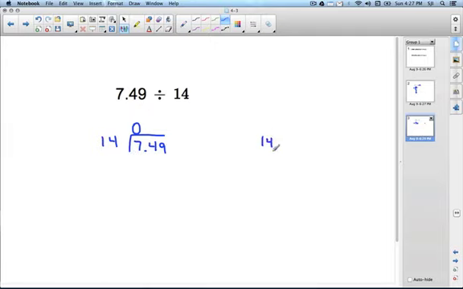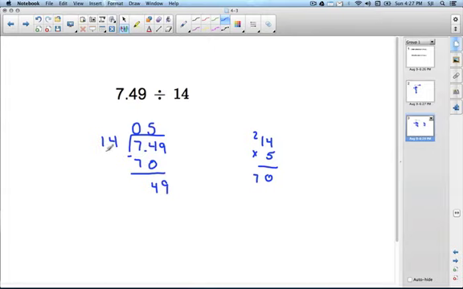So I'm going to go 14 times 5 over here on the side, and I'm going to multiply that out to get my answer. And I find out that 14 times 5 is 70. Well, that's awful close to 74. That means I couldn't do 14 times 6. That's going to be too big. So I'm going to do 5, and I'm going to line it up above the 4. And now I'm going to take this 70 and put it right underneath the 74. And now we're going to subtract. 4 minus 0 is 4, and 7 minus 7 is 0. And now we're going to bring this 9 straight down.